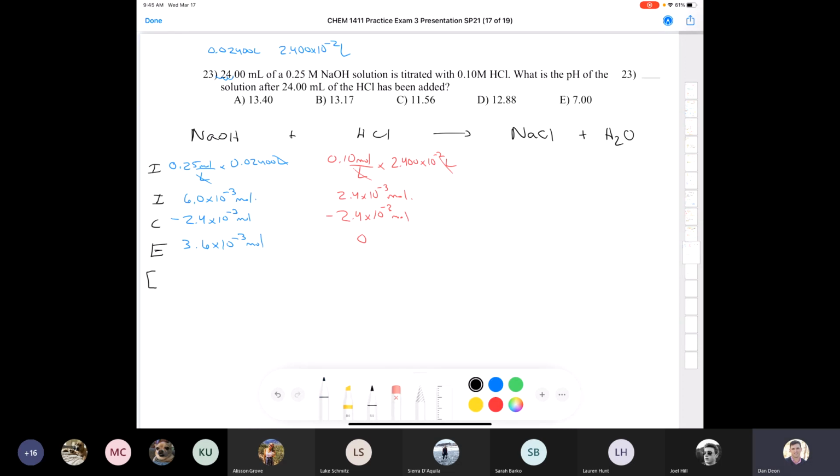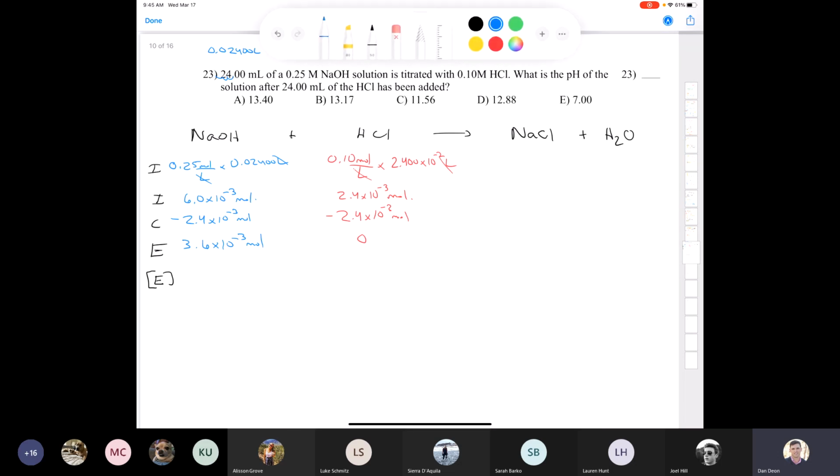If I want to find out what the equilibrium concentration of my sodium hydroxide is, what do I have to do? I have to take that number of moles and divide it by the total volume. So 3.6 times 10 to the negative 3 moles divided by 24 plus 24 mils. So that's 48 milliliters, right? So I have 4.800 times 10 to the negative 2 liters, and that gives me the concentration of my sodium hydroxide as being 7.5 times 10 to the negative 2 molar.